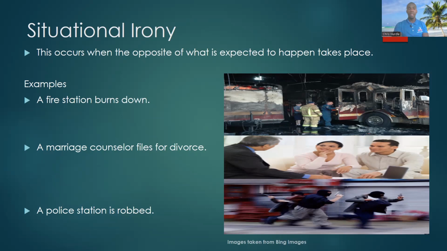And the third example, a police station is robbed. Once again, the police will be an entity that solves crimes, that reduces crimes, right? But it is ironic when they are the victims of a crime, right? So it's like the first example of a fire station, right? So when a police station is robbed, that is an irony.